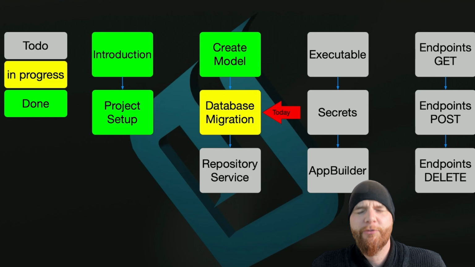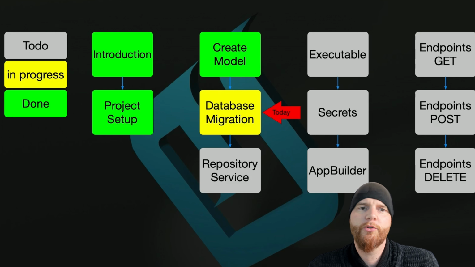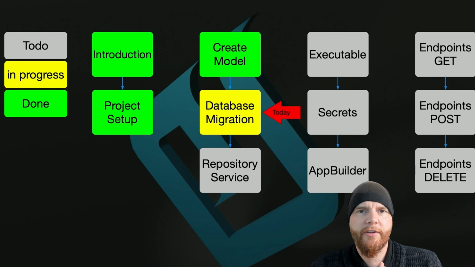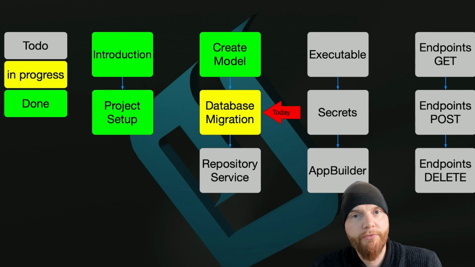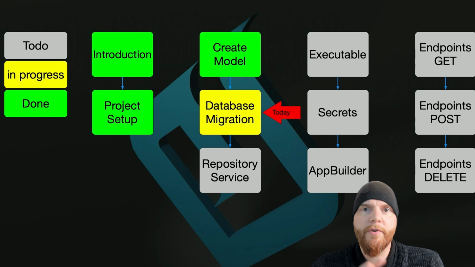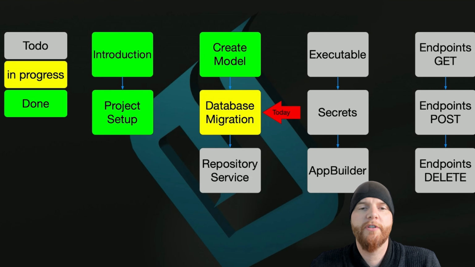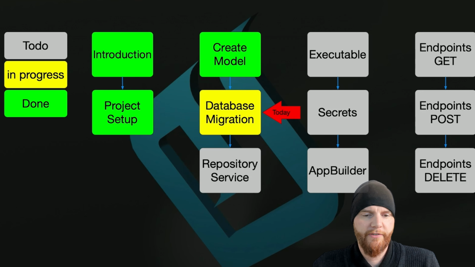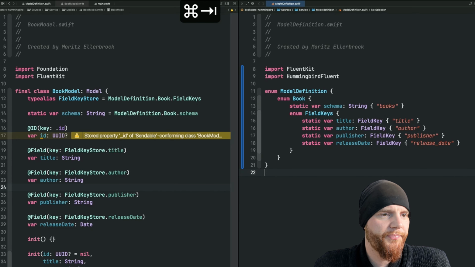Okay, let's recap a little bit. What we did so far, I gave you a small introduction on the project, on the frameworks I'm using, and what we'll actually talk about. Then I did the project setup, which is all the stuff that is inside the Package.swift file. Last time we created the model. Today we are going to do the database migration, which means getting all the data into the database. Okay, without further ado, let's get started.